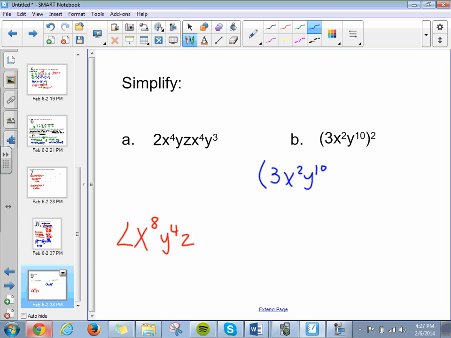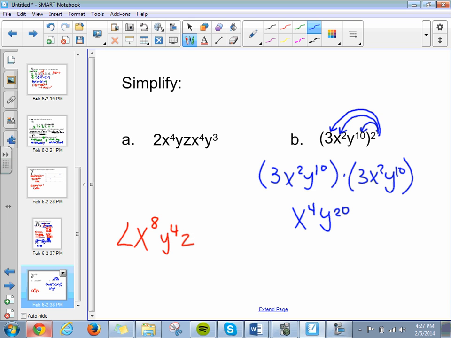All right, so looking at b, what this is really telling us is that we have 3x squared y to the 10th times 3x squared y to the 10th. So we could write it the long way again, but that would take a really long time. What we would know is that we would have actually 20 y's, so this is y to the 20th. We can see that really all we needed to do was multiply the exponents. Same thing with our x. We'll multiply, so this is x to the 4th.